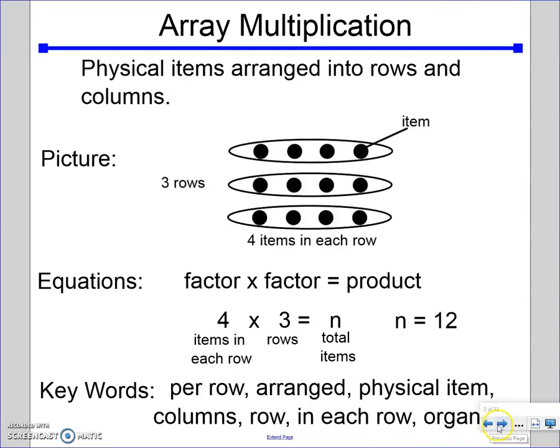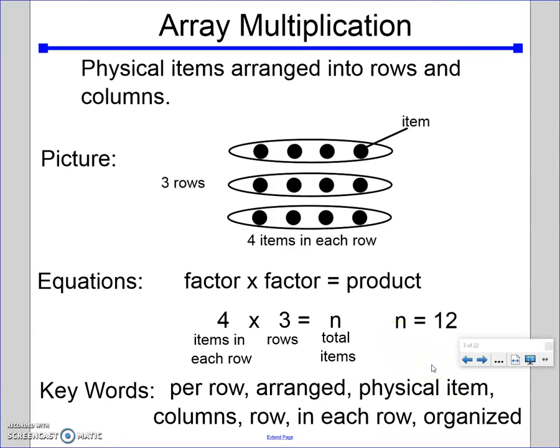The next type of story problem we learned about this year was array multiplication. And in an array multiplication problem, there are physical items that are arranged into rows or columns with the same number of items in each row or column. You're trying to find the total number of physical items. To solve an array problem, you multiply.